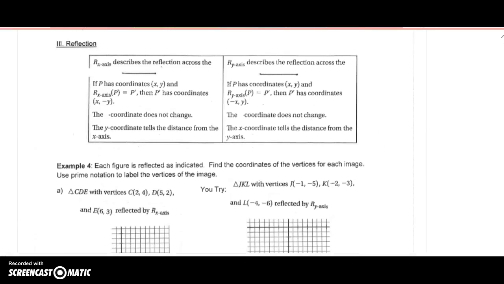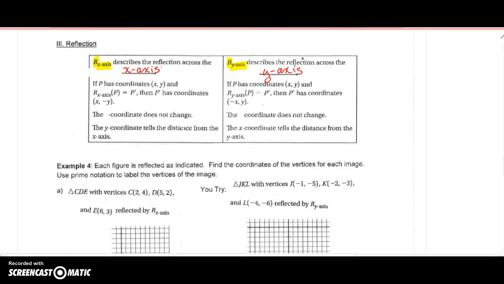Okay, let's now look at reflections. We're going to focus on two kinds of reflections: the x-axis reflection and the y-axis reflection. This time, instead of using a T to notate, we'll use an R, for reflection obviously, with a subscript of either x-axis or y-axis. R subscript x-axis would be a reflection across the x-axis, and R subscript y-axis would be a reflection across the y-axis. So let's look at how these behave.